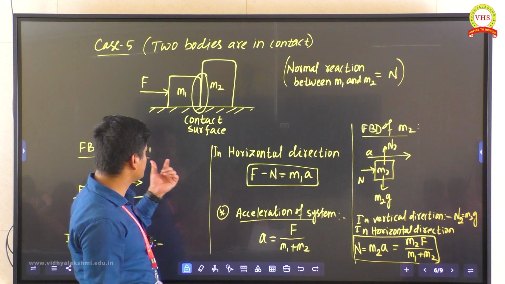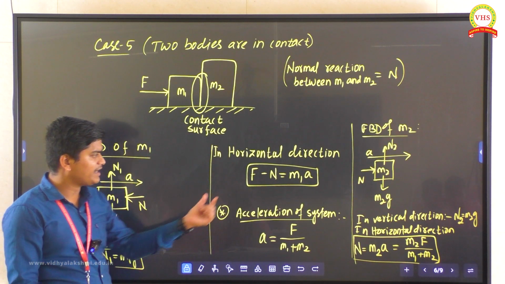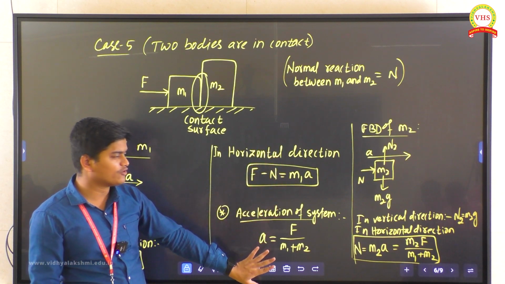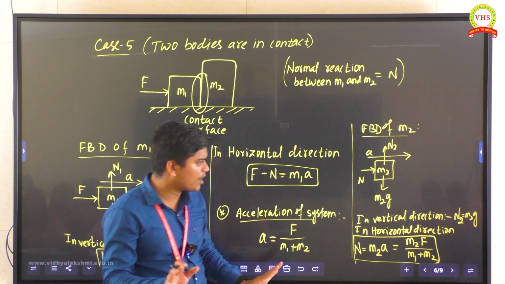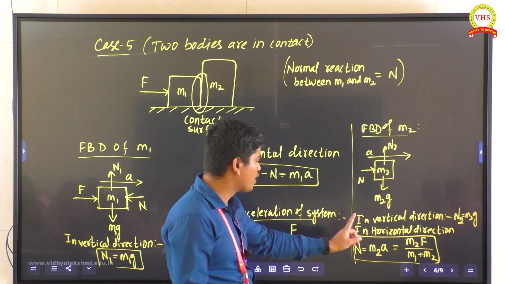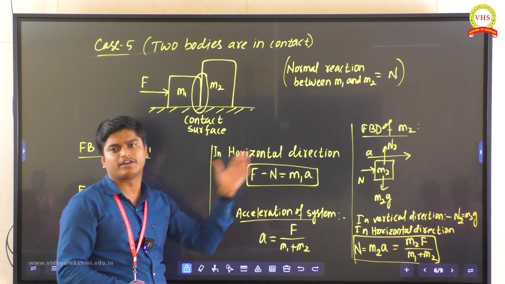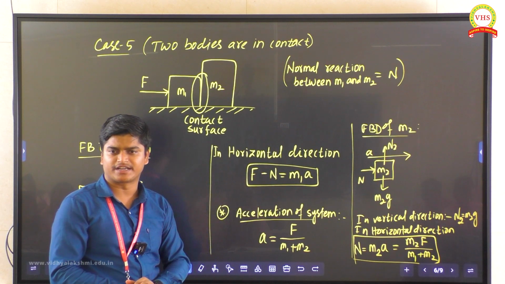But if you consider the free body diagram of M1, it will take a little time to calculate. The same expression and the same answer will come, the N value. If you substitute A here and calculate, okay, you calculate and check.